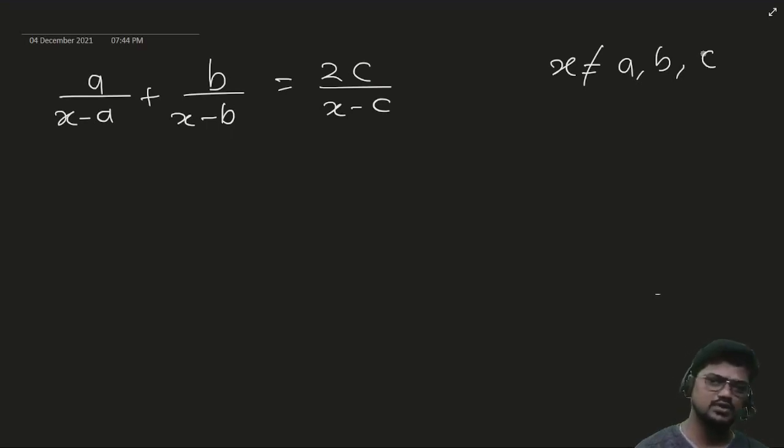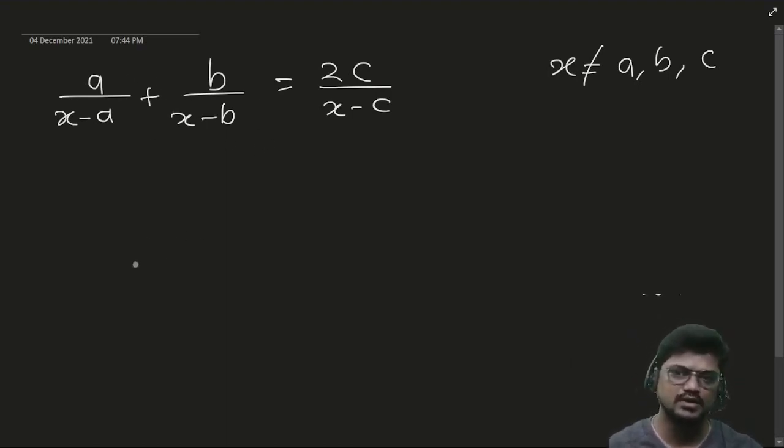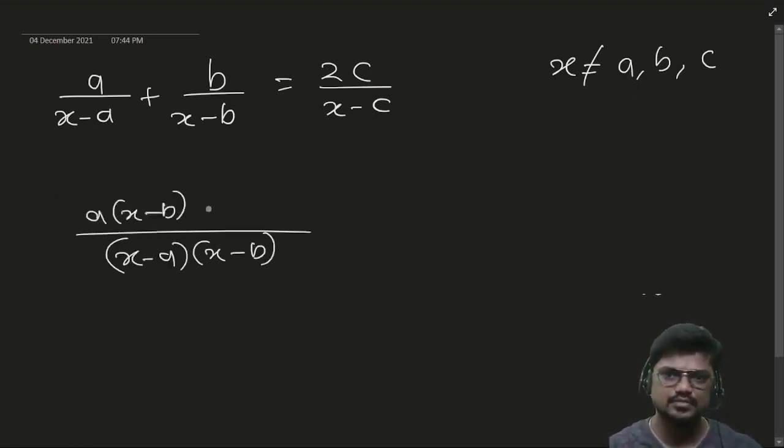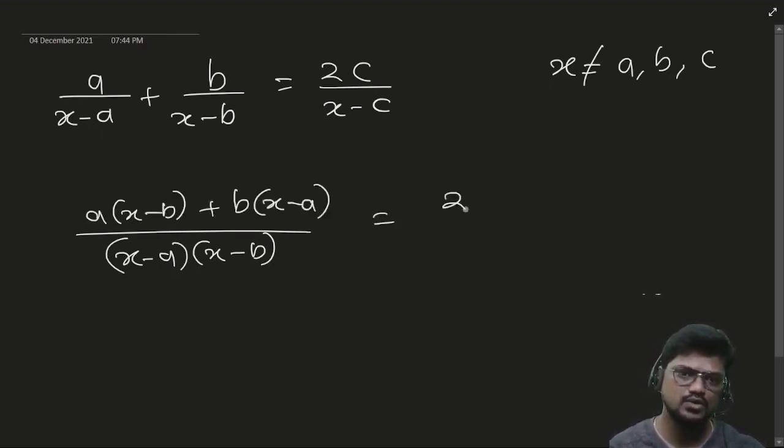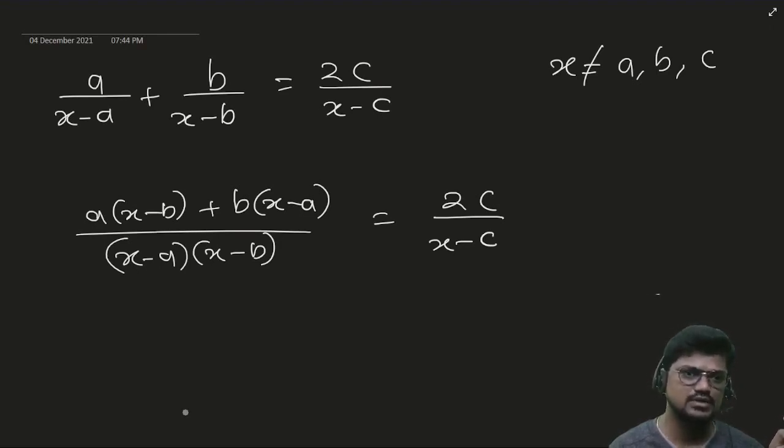This will be a lengthy calculation. Can I do it in any short way? There are no MCQ options, this is not an MCQ, so it will be a lengthy sum. I will solve it. You just have to cross multiply x minus a into x minus b, and then a into x minus b plus b into x minus a will be equal to 2c upon x minus c. But there will be some relation given between a, b, and c. They have just given that x is not equal to a, b, or c.